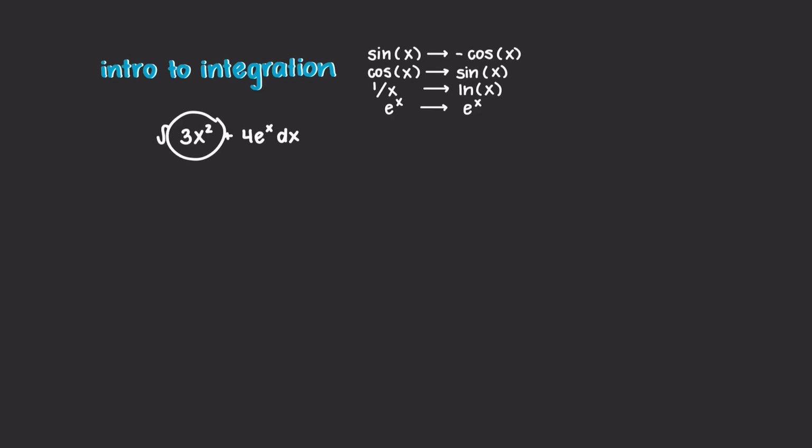So, this one here, we leave the 3 the same, right? x, and then we add 1 to this exponent, so x cubed. Now we divide it by the new number, so divided by this number, which is 3.